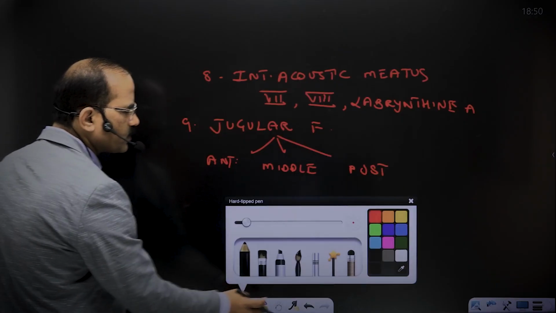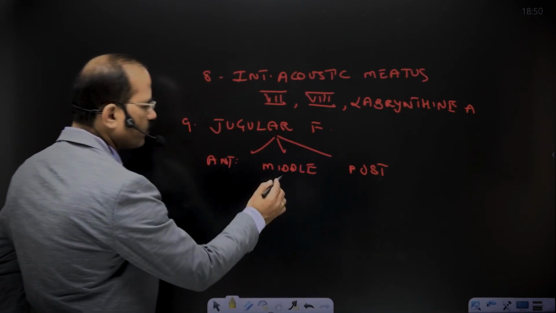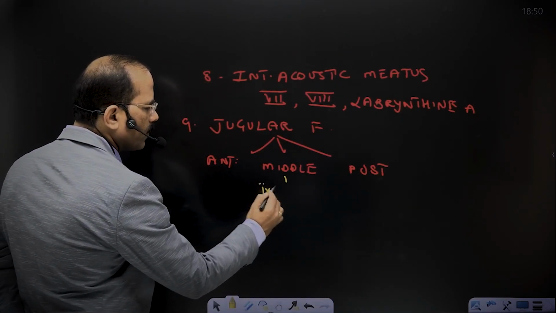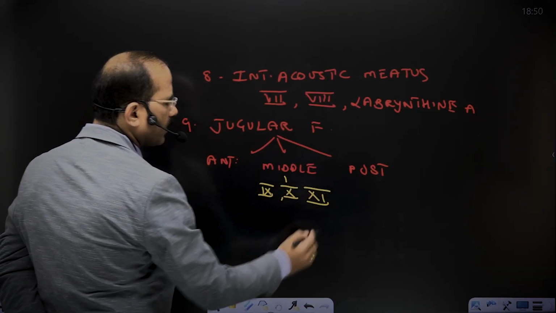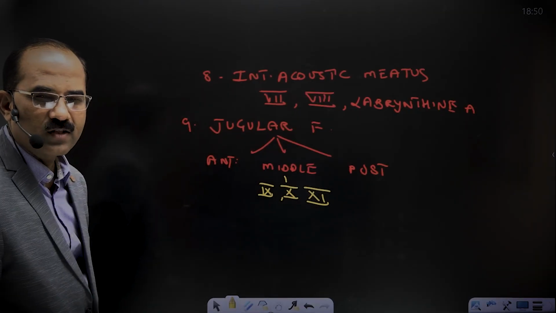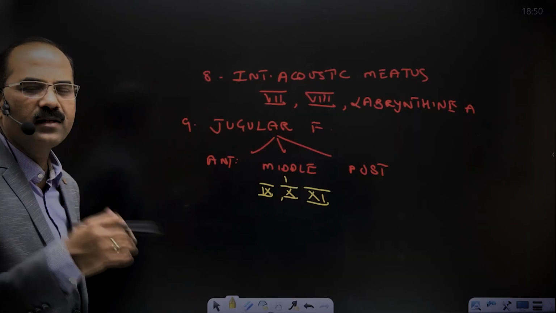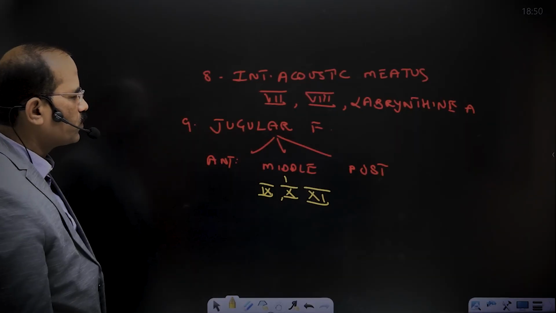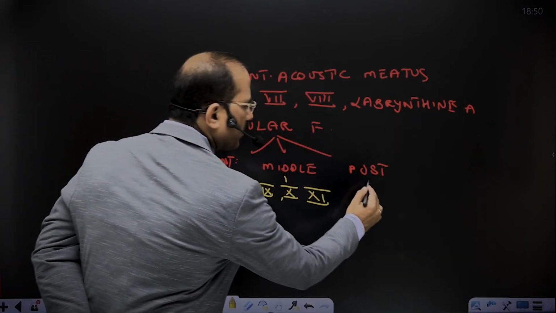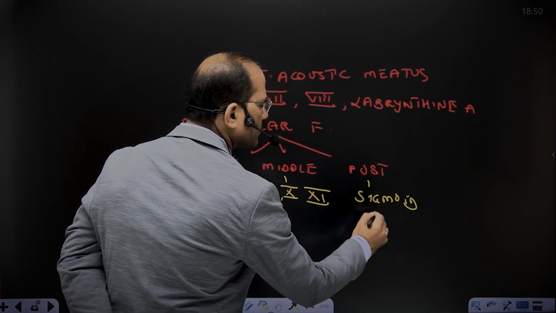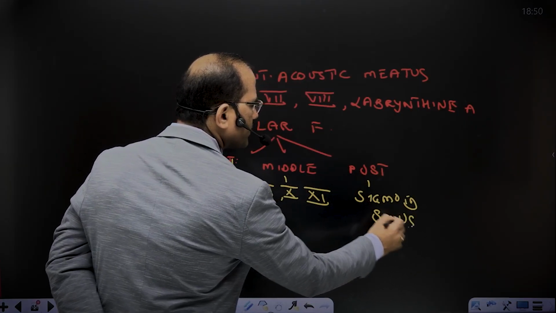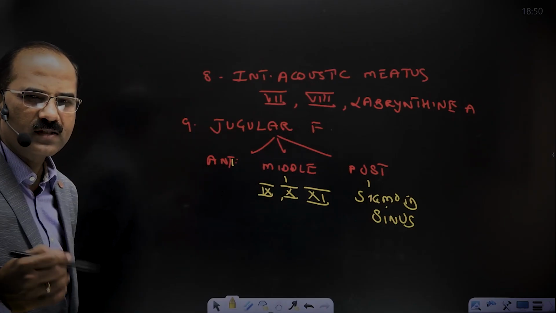So what passes through the middle compartment of the jugular foramen? The 9th, the 10th, and the 11th nerve pass through the jugular foramen. Through the posterior compartment, what passes is the sigmoid sinus. Now, what is sigmoid sinus? I'll tell you. We'll discuss this after some time.